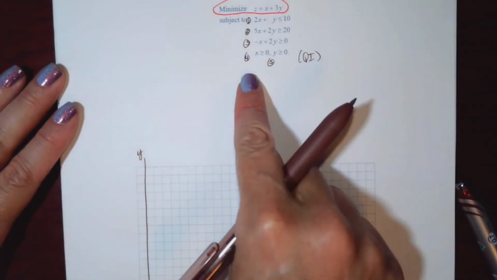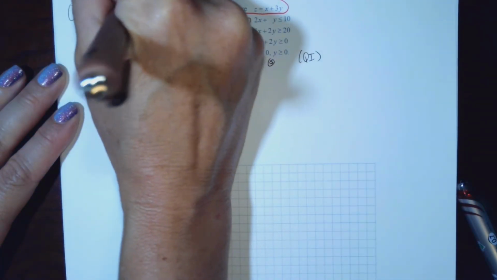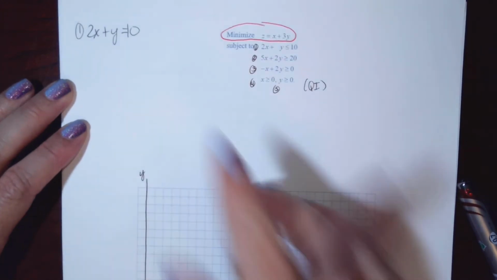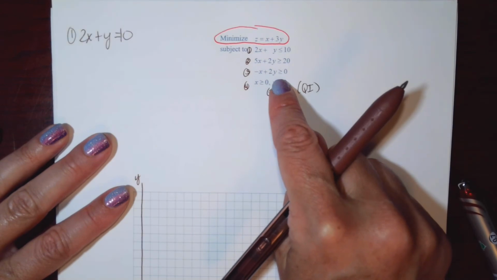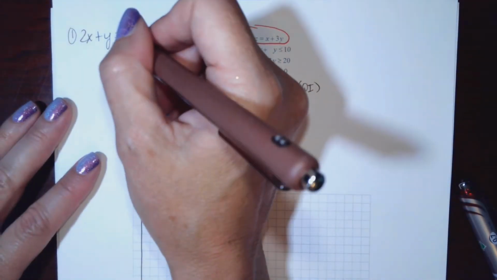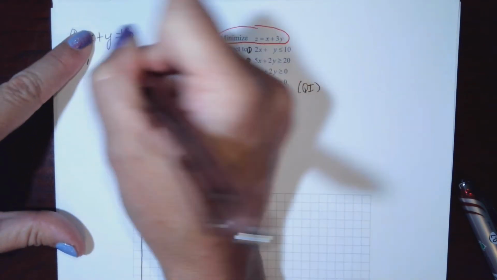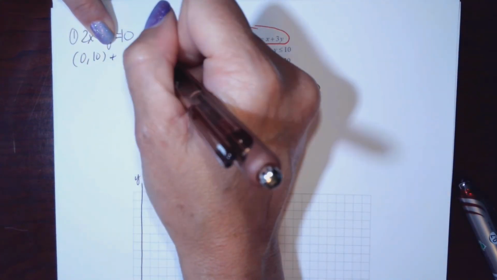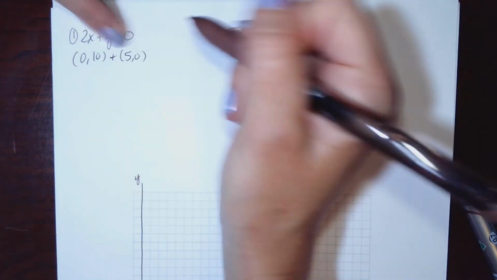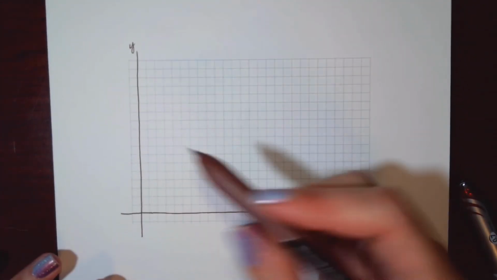Now I need to graph these first three constraints. So my first constraint, 2x plus y, the boundary line is going to be at equals 10. This is going to be a solid line. All of these are going to be solid lines. Usually that's the case. Doesn't hurt to check. If I find my intercepts here, if x is 0, y is 10. And if y is 0, x would be 5 because I'd have to divide. So there are my intercepts for this first line. So 0, 10, and 5, 0.